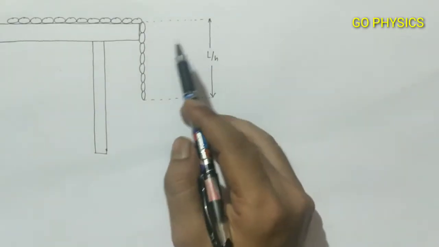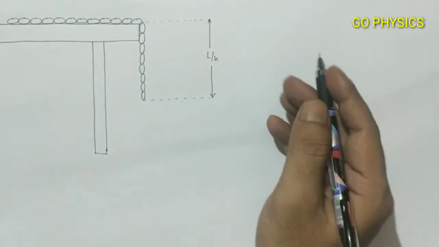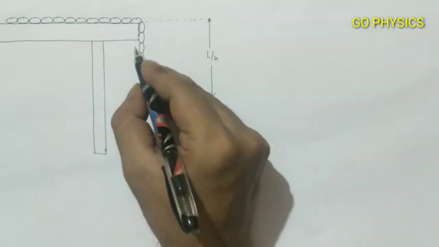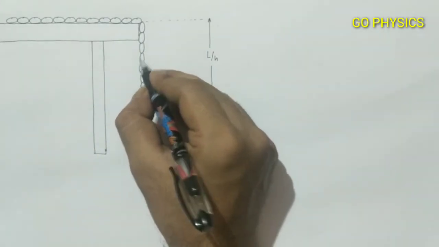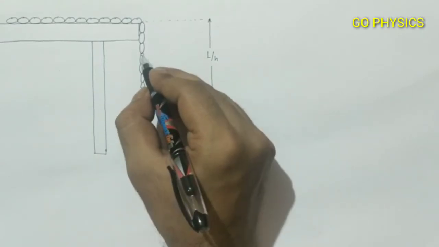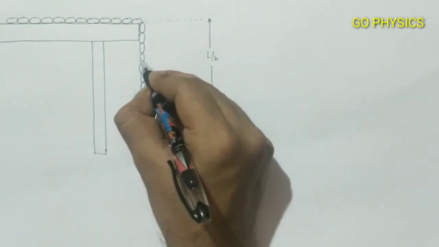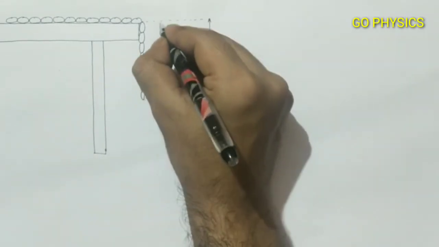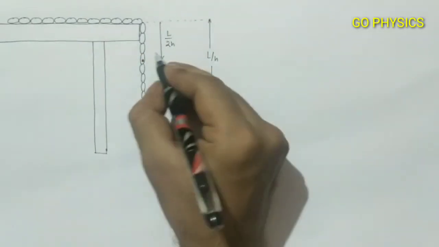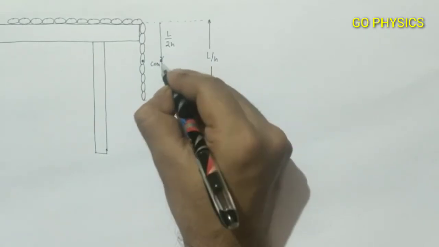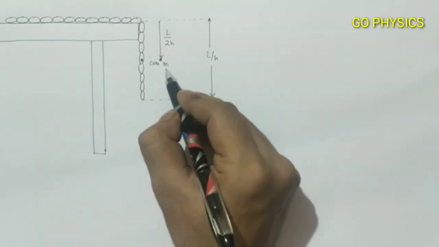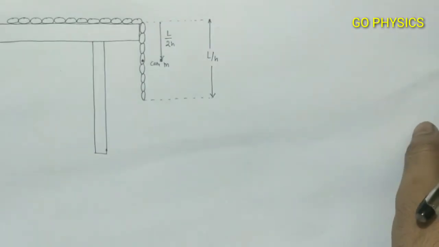Now we will solve the same question with the help of the center of mass concept. So the center of mass of the hanging part will lie at the midpoint of the hanging part. That is, it will be here, at a distance L by 2n from the top edge. So I am drawing the center of mass here, lying at a distance of L by 2n from the top. And I am assuming the mass of the center of mass of the hanging part is small m. So first we will calculate this small m and then we will proceed.